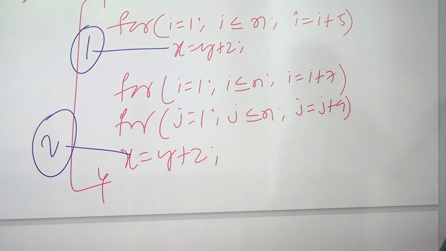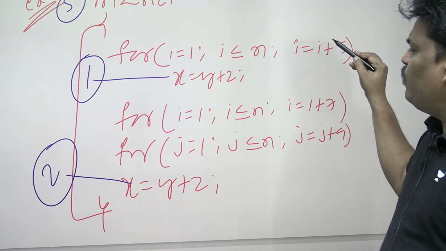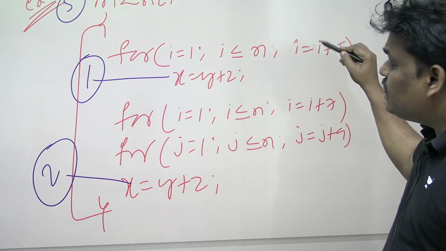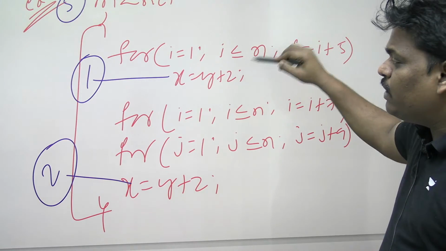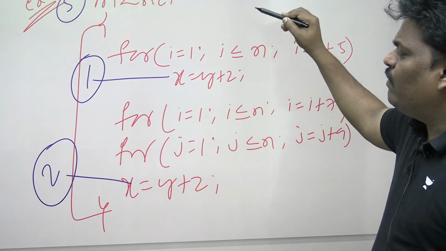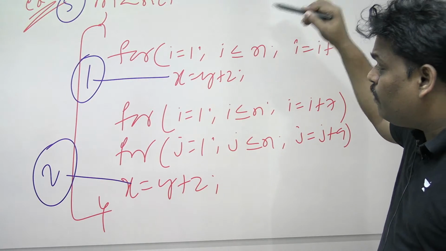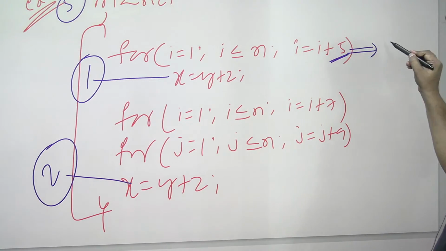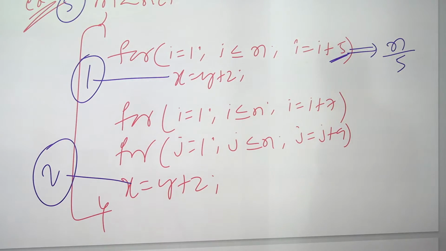So see the answer. First statement will execute how many times? Everyone listen. If i is always incrementing by 1, it will execute n times. See, i value 1, i value 2, i value 3. Incrementing by plus 1 means n times. If i is always incrementing by plus 5, n by 5 times, plus 7, n by 7 times, plus 20, n by 20 times.